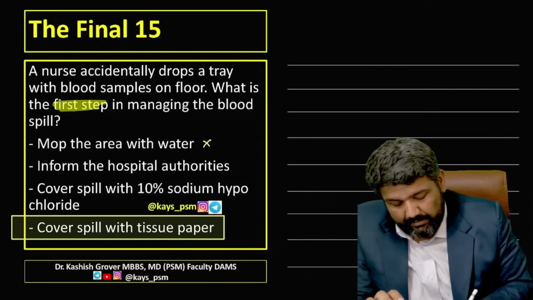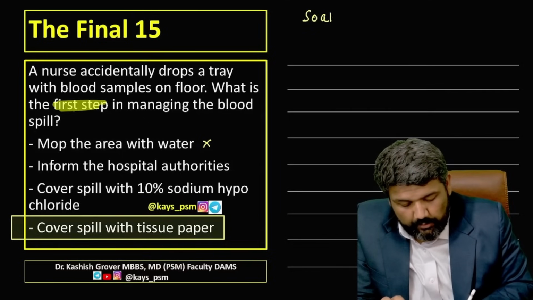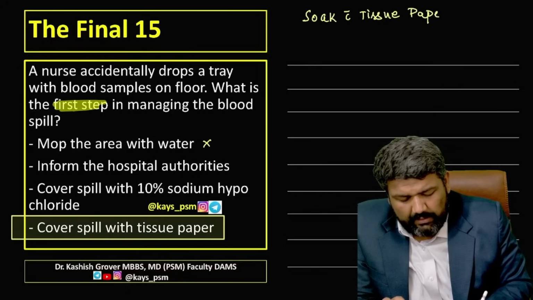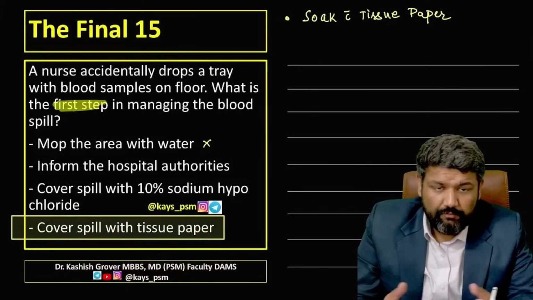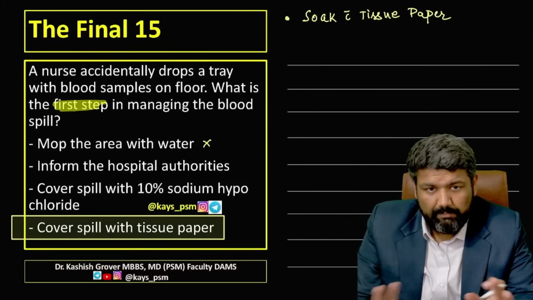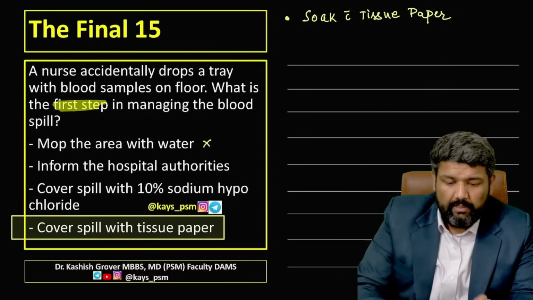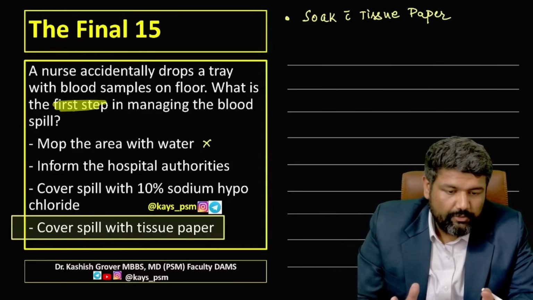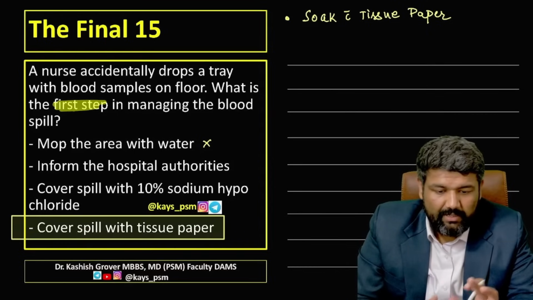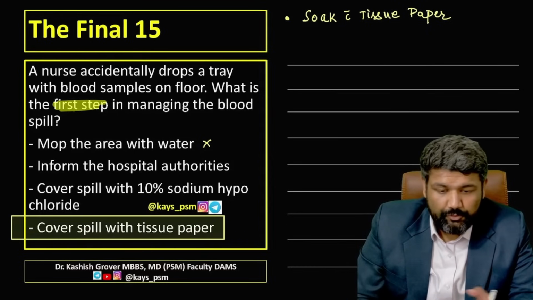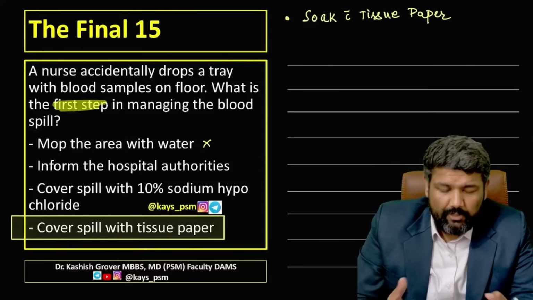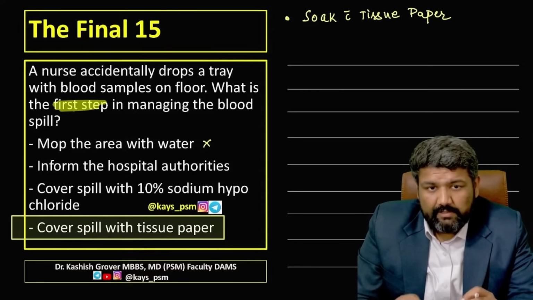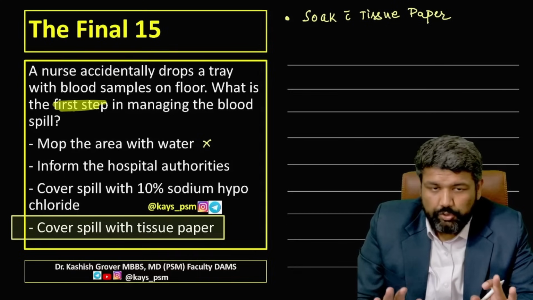Now, first is soak with tissue paper. Obviously, the nurse or the doctor or anyone there, they should wear a mask, gloves, PPE, they should protect themselves, right? I'm not talking about hazmat suit here. PPE doesn't mean hazmat suit here. PPE means personal protective, like they should wear a glove, they should wear a mask. First is soak the blood using tissue paper.